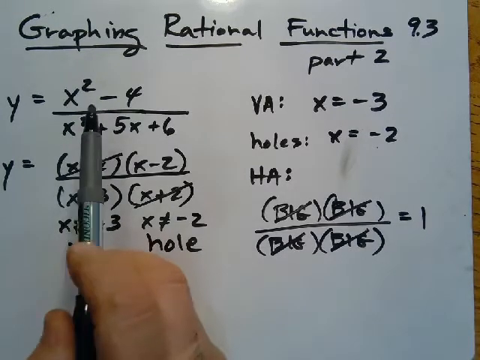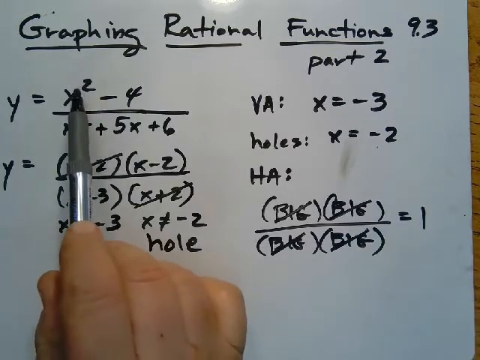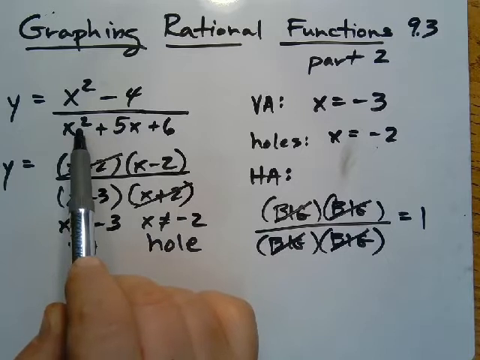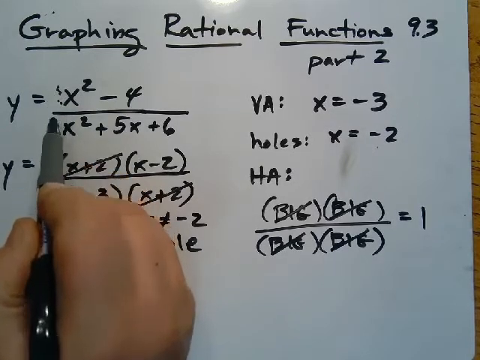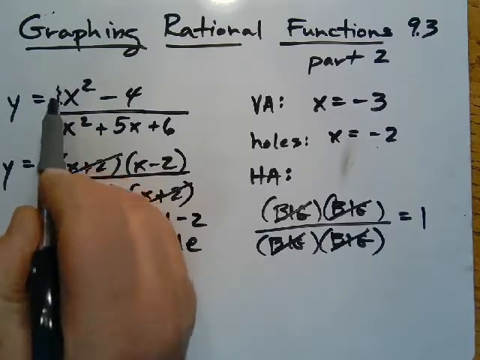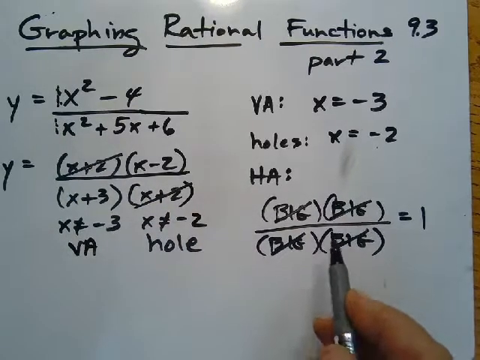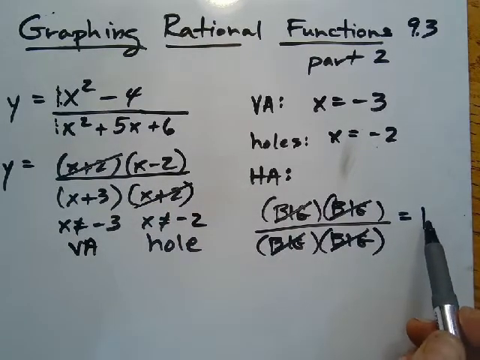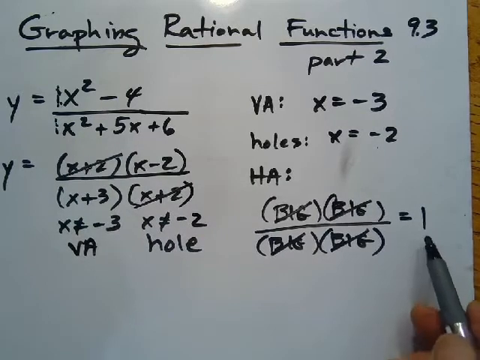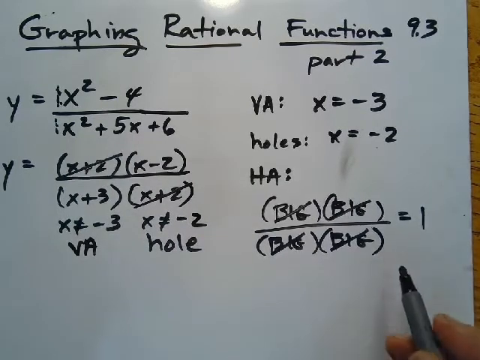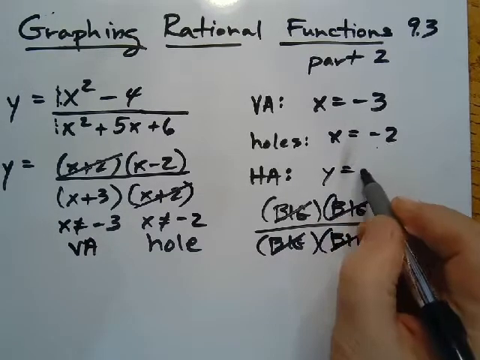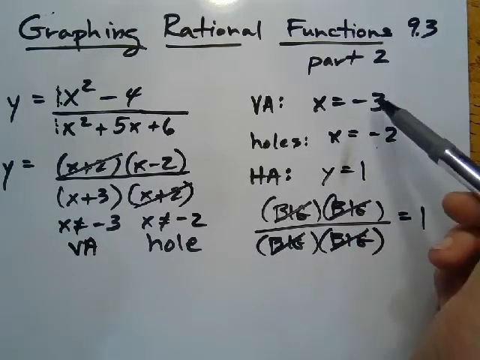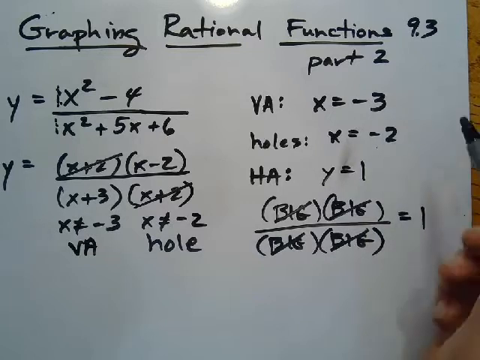And as it turns out, when the highest degree on the top and the highest degree on the bottom are the same, then it's the ratio of the coefficients out front. In this case, it's 1 to 1. If those coefficients were different, then we'd have a different number, but it's whatever that fraction of the coefficients is going to be. So it tells us that our horizontal asymptote, which is a y equals equation, is going to be at 1.